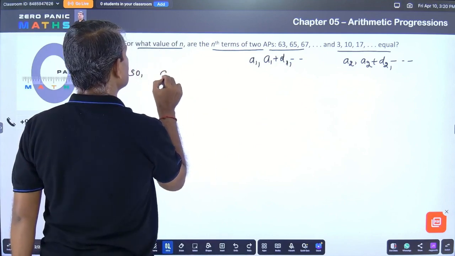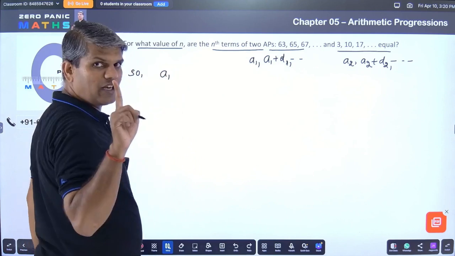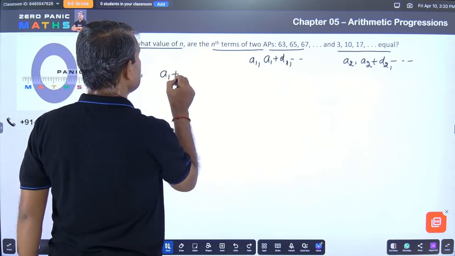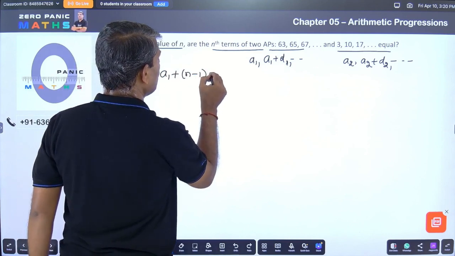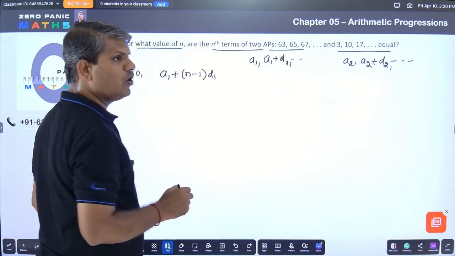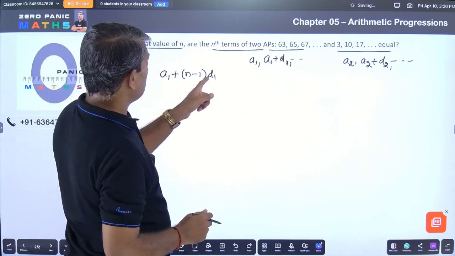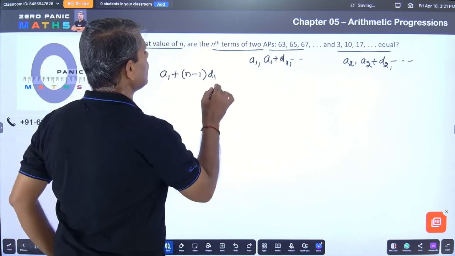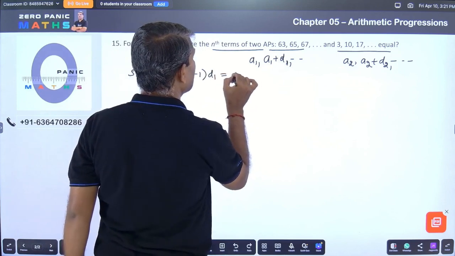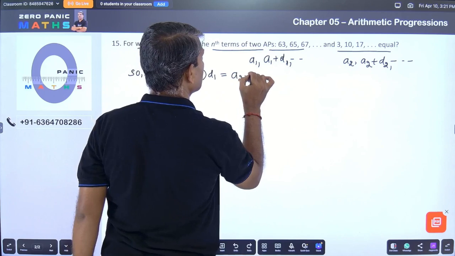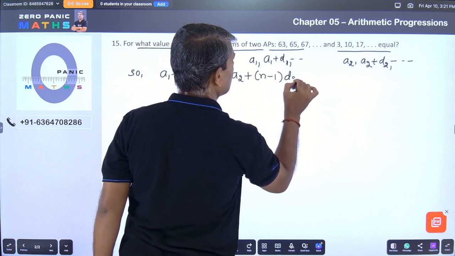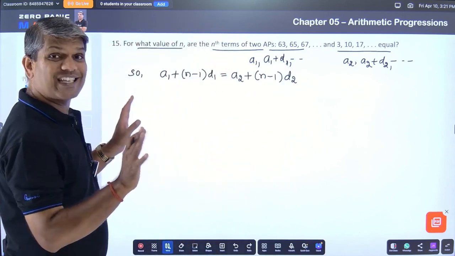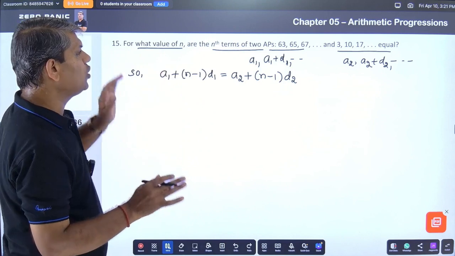So what is the nth term of this? The nth term is the first term, which is A1, plus n minus 1 into D1. We don't know n, but we know A1 and D1. This is equal to the nth term of the second AP, which is A2 plus n minus 1 into D2. This is what is given to us.